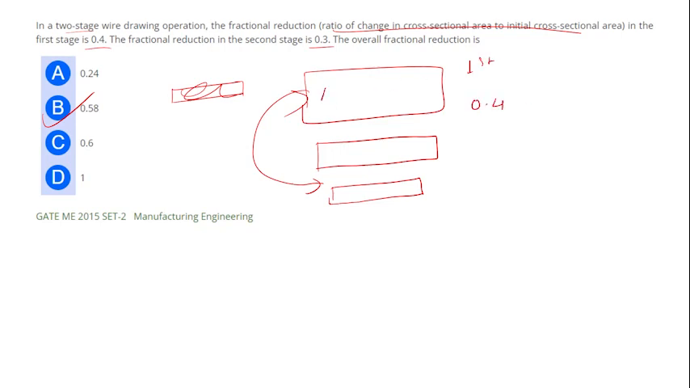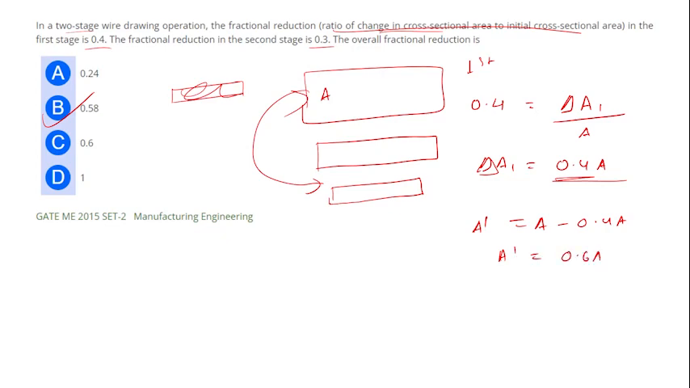Suppose your initial area is A, so the ratio of change in cross sectional area is delta A1 divided by A. So your delta A1 will be 0.4 into A. This is your change from the first area to the second area. So what will be the area after the first stage? That will be A minus 0.4A. This much is the reduction. So your area, which was A before, is now A dash, which is 0.6A, right?